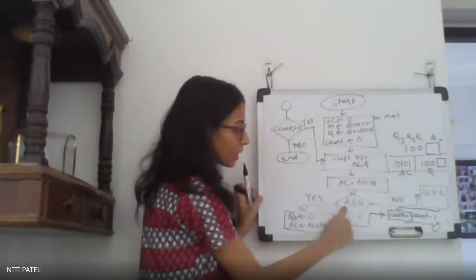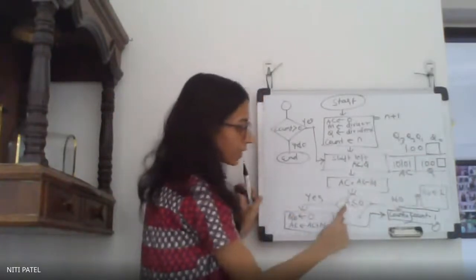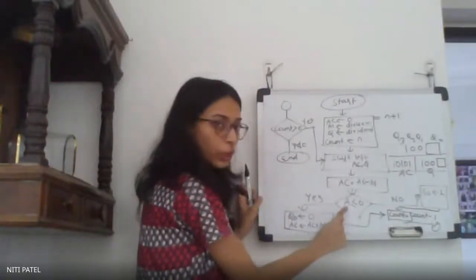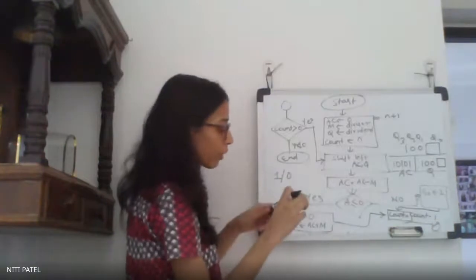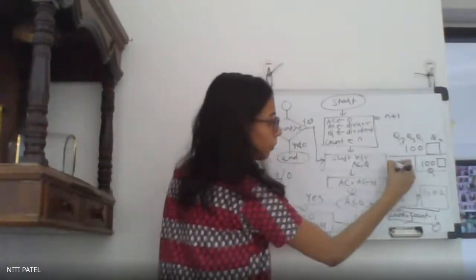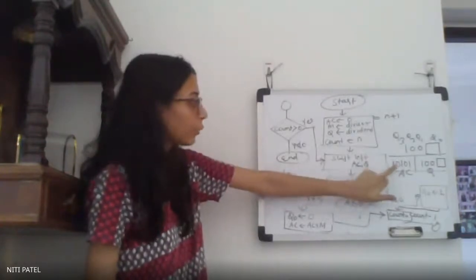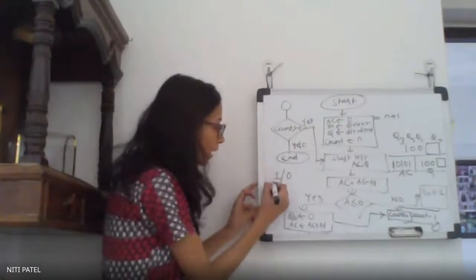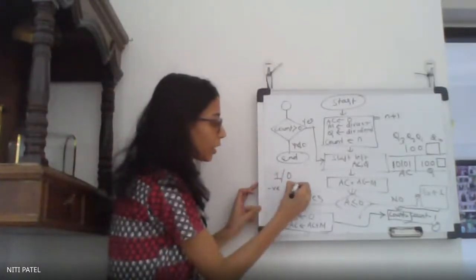What is this A? It is nothing but the value of your accumulator. This A is nothing but the contents of the accumulator. Now this value of the accumulator will be either 1 or 0. That means you have to check the first bit of your accumulator. It will be either 1 or 0. If it is 1, that means the number is negative. If it is 0, that means the number is positive.